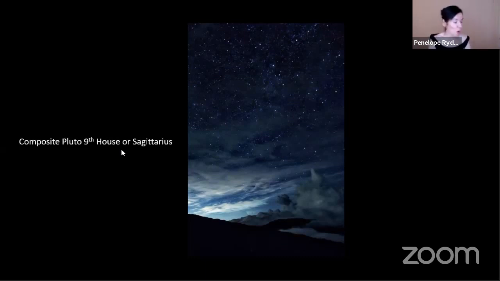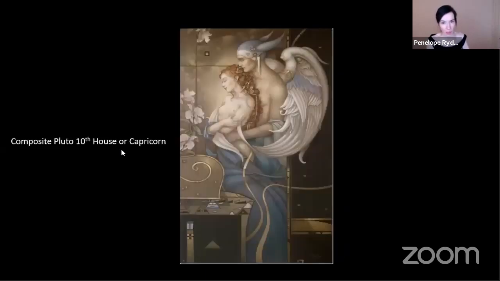Okay, so now I'm going on to composite Pluto in the 10th house of Capricorn. And here we have composite Pluto, 10th house Capricorn. And this is about the family dynamics and the impact that those family dynamics have had on them. And this is about recovering, and allowing healing to occur from displaced and unresolved childhood traumas.